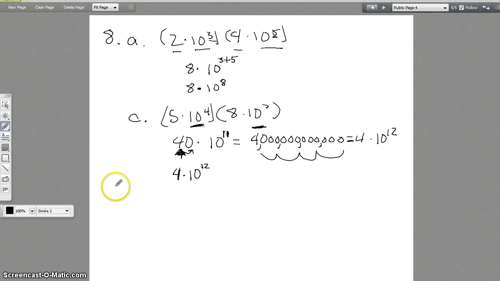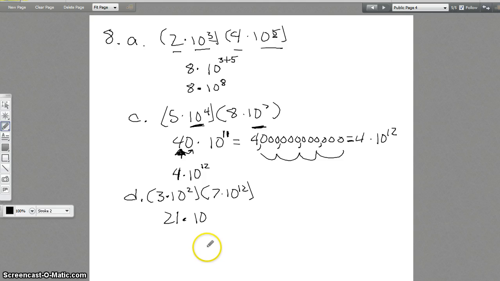Okay, so let's move down and do part D. Part D is 3 times 10 squared multiplied by 7 times 10 to the 12th. 3 times 7 is 21. And then we're going to multiply our powers of 10. We have 10 squared times 10 to the 12th. That means we add the exponents. 2 plus 12 is 14. So we have 21 times 10 to the 14.